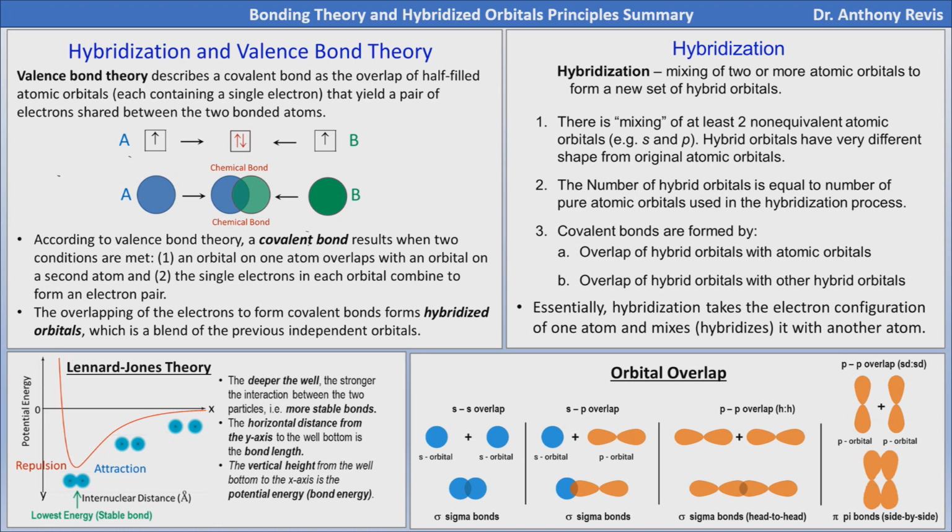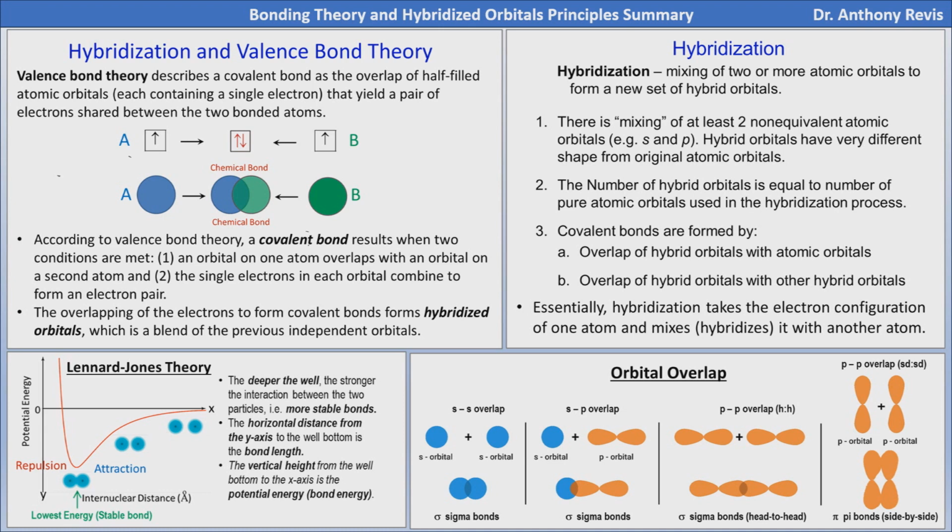Orbital overlap. Orbital overlap can occur where there is S to S overlap, and when this occurs, sigma bonds are formed. Orbital overlap can also occur when there is S to P overlap. In this case, S and P can form sigma bonds.